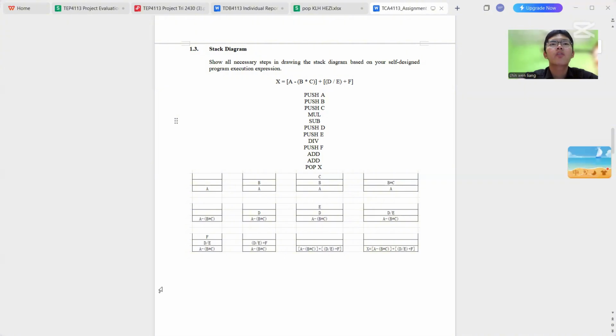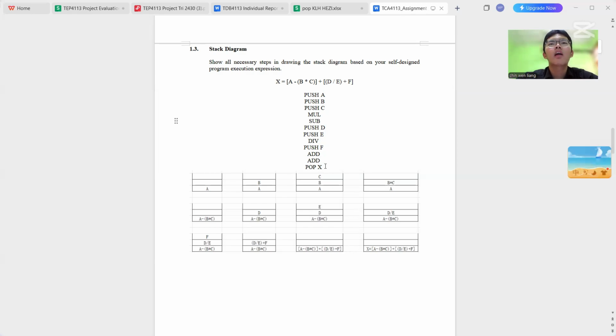And then it's push F, and then it's add. Look at the top two, which are D divide E and F, and then we add. It will become D divide E plus F. Next is add also. Look at the top two, which are A minus B multiply C and D divide E plus F. Then we combine them, add them. It will become A minus B multiply C plus D divide E plus F.